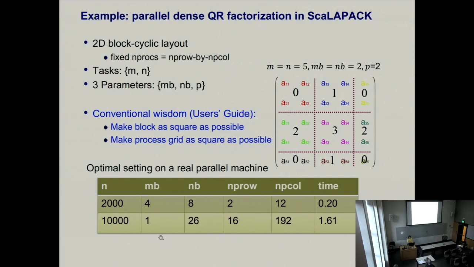And for the 10,000 case, the auto-tuner found that the block size should be 1 by 26, and the process grid arranged as 16 by 192. So there's no way for a human being to even think about why this is best, right? It depends on the machine.